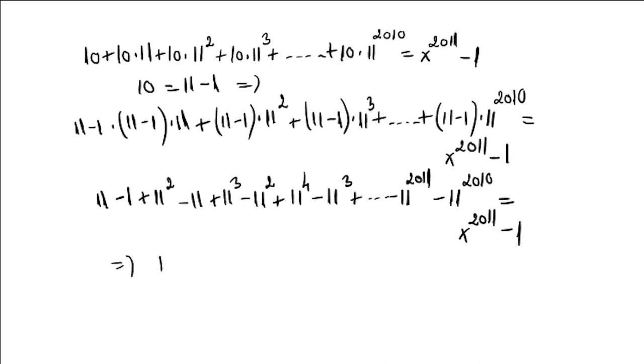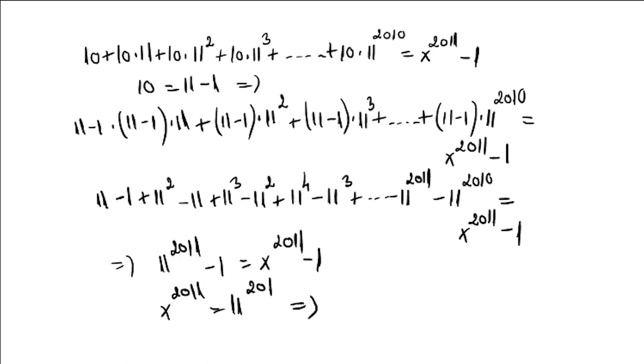This results in 11 to the power of 2011 minus 1 equals x to the power of 2011 minus 1. Now I have an easy equation problem, meaning that x to the power of 2011 equals 11 to the power of 2011. The solution is more than obvious: x equals 11. This solve for x equation with answer is an algebraic equation, solve for x, grade 8.